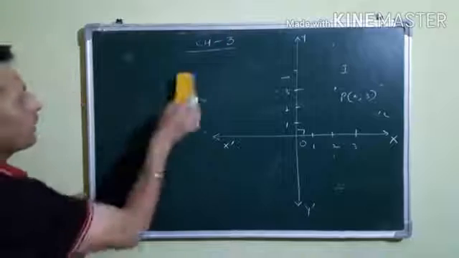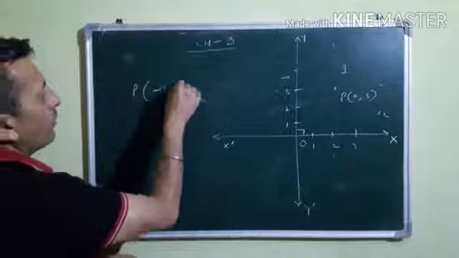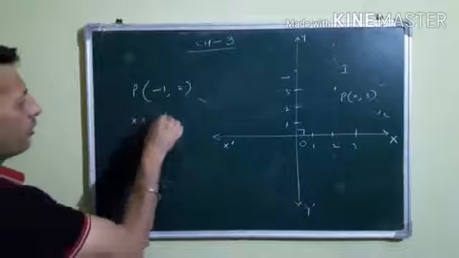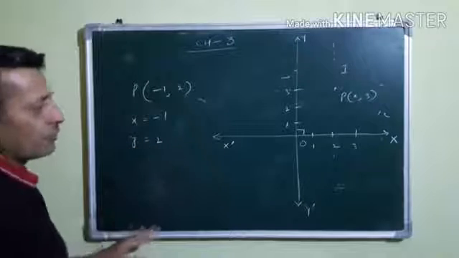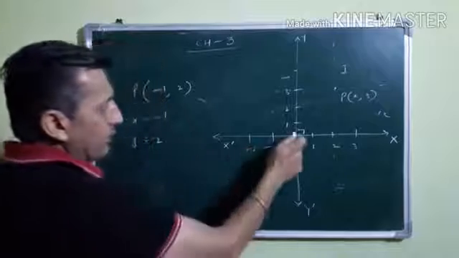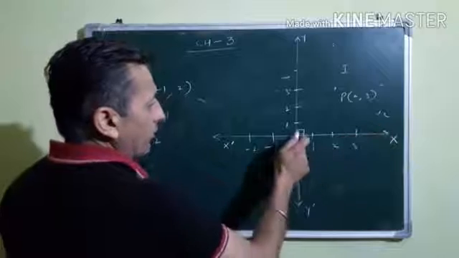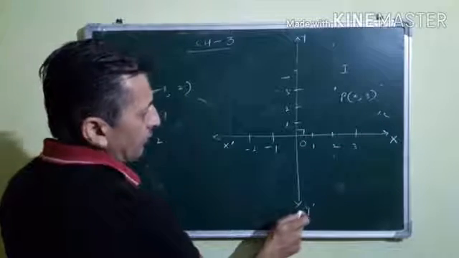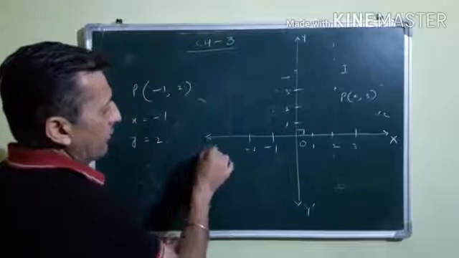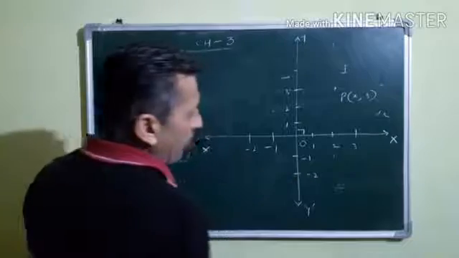Similarly, you can draw another point. Suppose you are given the point P having coordinates -1 comma 2. That means x is equal to minus 1 and y is equal to 2. So let us see, this is x is equal to minus 1, here it is minus 2. On this side the values are negative, this side the values are positive, this side the values are positive, and on this side once again the values are negative. So it is your x dash, and here the values are negative, minus 1, minus 2. Similarly here it is minus 1 and this is minus 2.